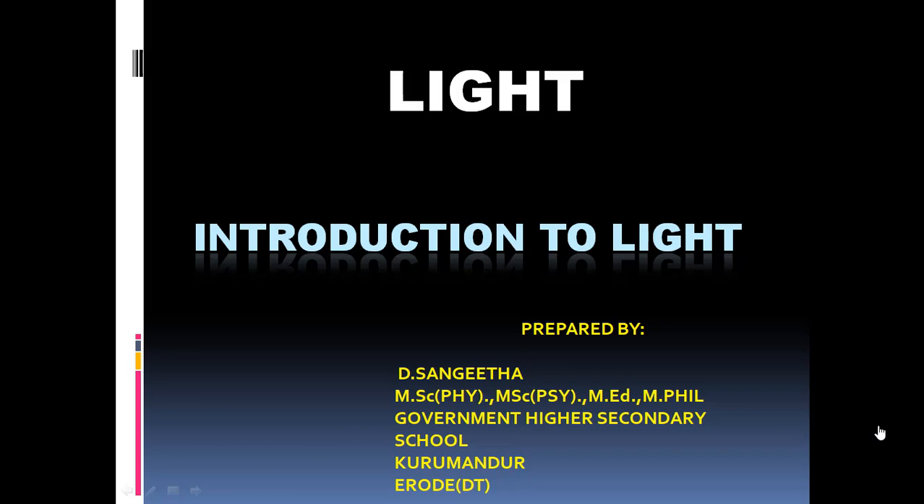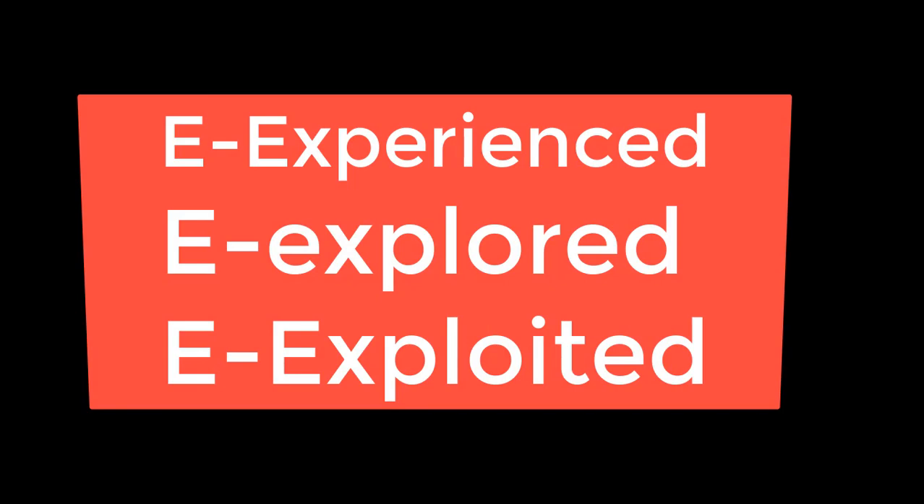Light is an electromagnetic radiation that can be detected by the human eye. Simply, light is denoted with 3 E's, that is experienced, explored and exploited. Light is a primary tool for perceiving this beautiful world. Light from the sun warms the earth, drives global weather patterns and initiates the life-sustaining processes of photosynthesis. With this introduction, let us start the lesson.